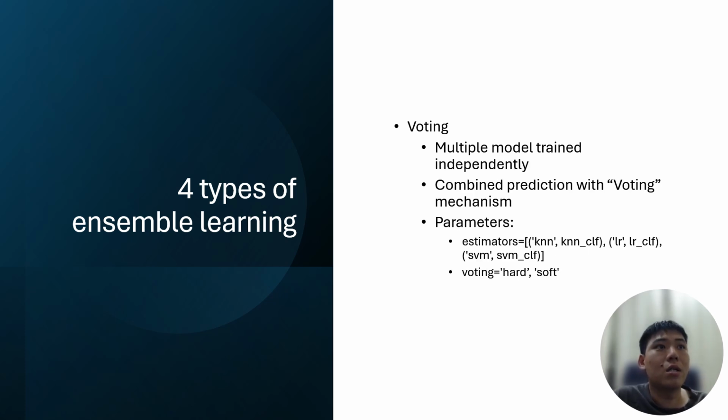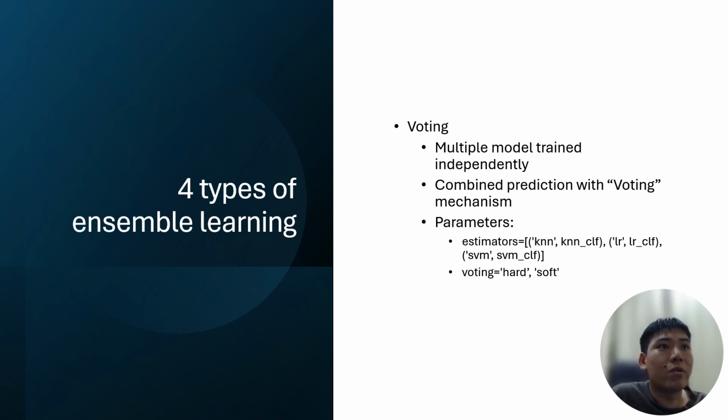The second ensemble learning we are using is voting. It is a technique where multiple models, for example classifiers or regressors, are trained independently on the same data, and their predictions are combined using a voting mechanism. For example, majority voting for classification or averaging for regression is used to make the final predictions.